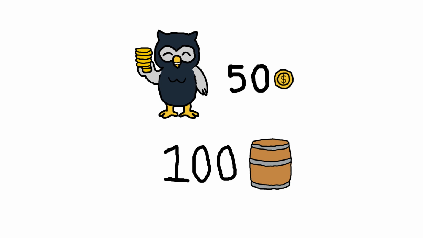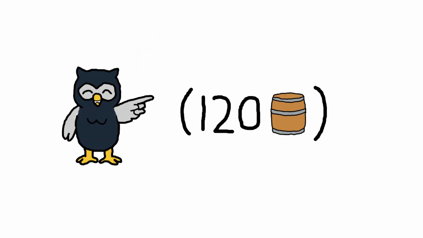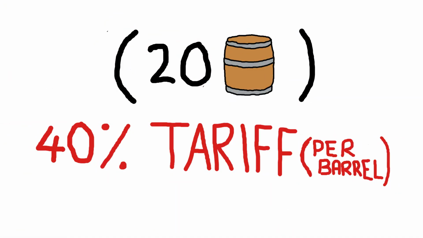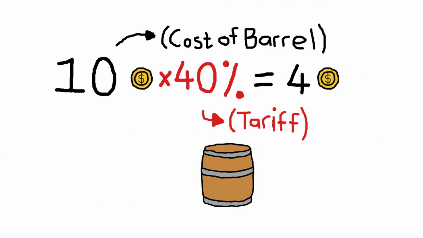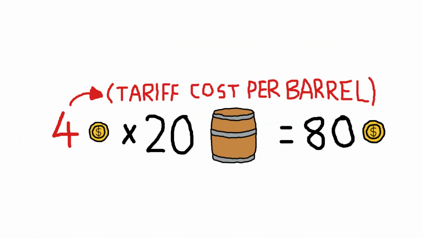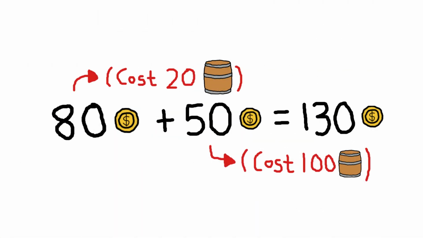for the first 100 barrels. Remember, the owl importer has a total of 120 barrels. The remaining 20 barrels are charged at a 40% tariff each. 10 coins multiplied by 40% equals 4 coins. 4 coins multiplied by 20 barrels equals 80 coins. Total cost for the owl importer, 130 coins.